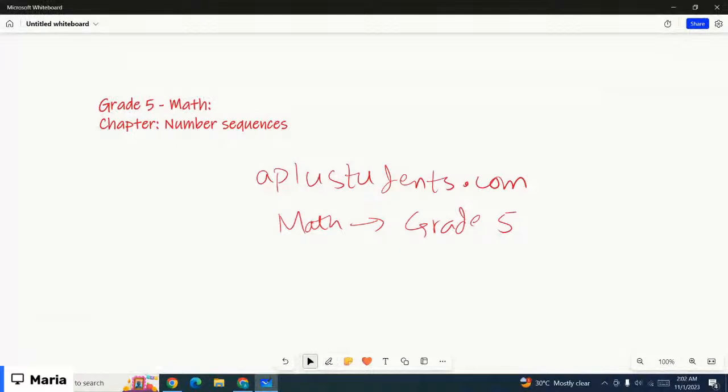We're going to start with the chapter number sequences. So please make sure you have your notebook and pencil so that you can note down the important examples and definitions as well, right? So we're going to start with the chapter number sequences.